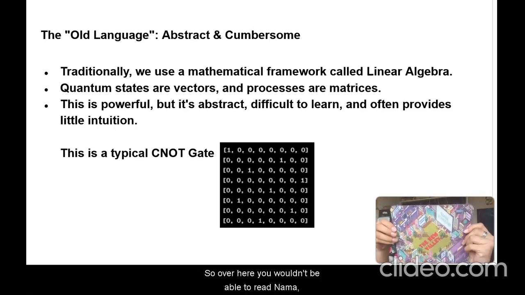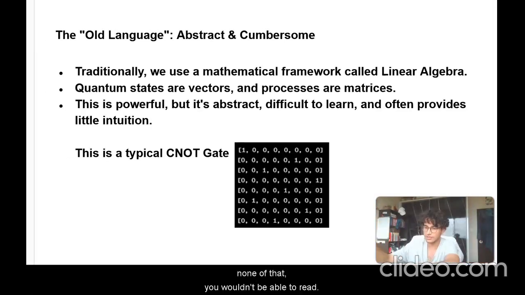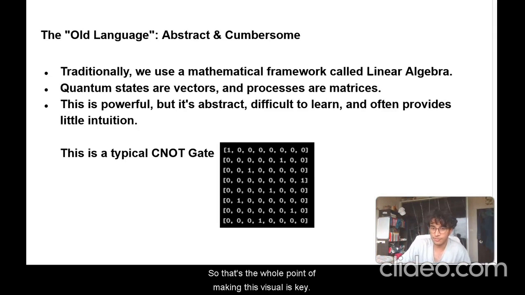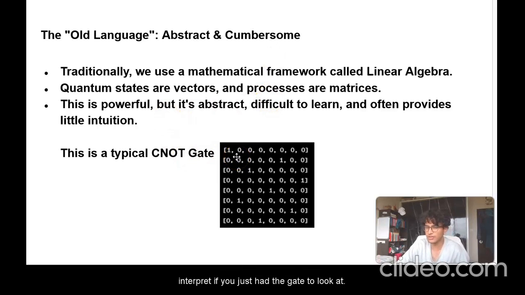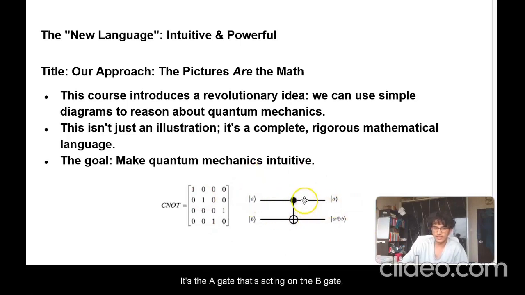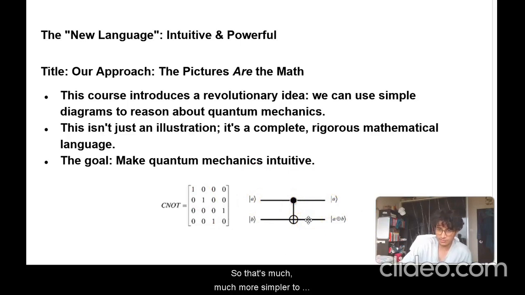Over here, you wouldn't be able to read Namma Bangalore, New Valley, none of that. Instead, all you would see is hexadecimals, and those are very hard to interpret. That's the whole point of making this visual: something like a gate like this would be very hard to interpret if you just had the gate to look at. But if you had a diagram like this, it becomes much clearer what the whole thing is trying to do. Here you can just say it's the A gate acting on the B gate. That's much simpler to understand visually compared to just this matrix.